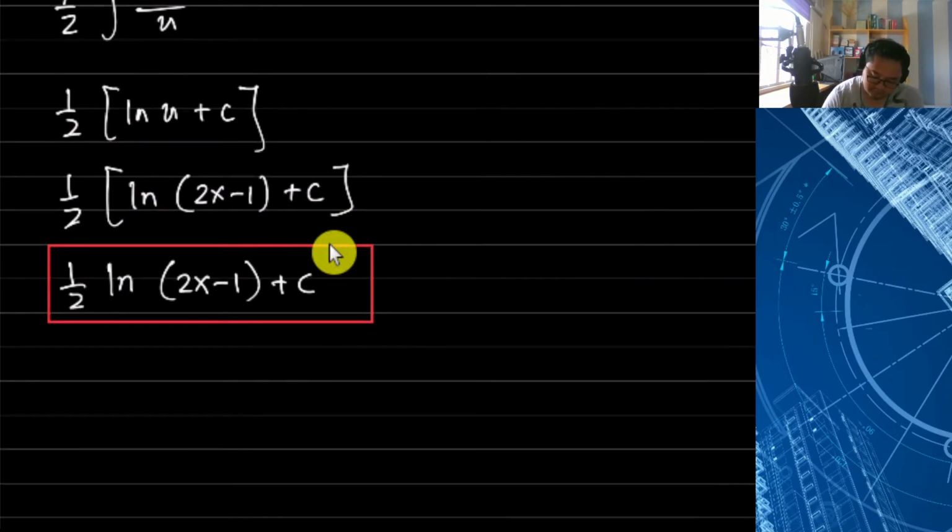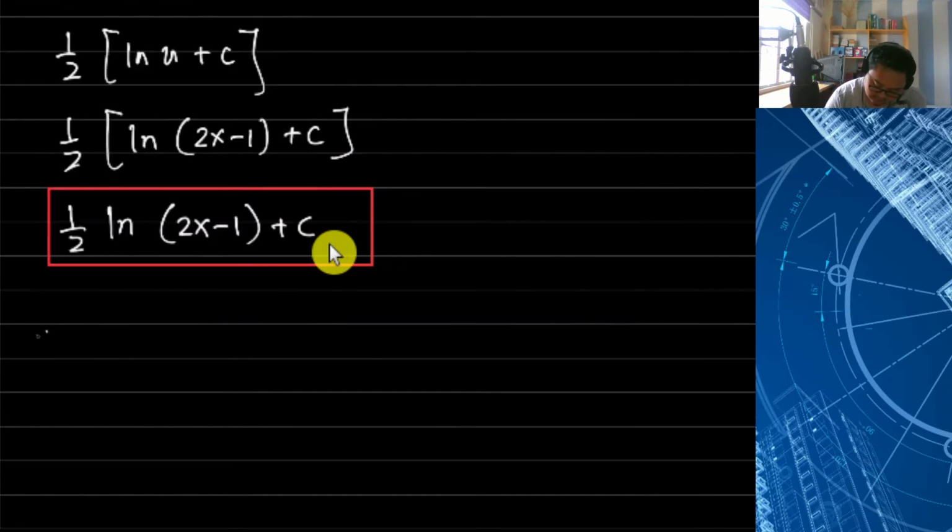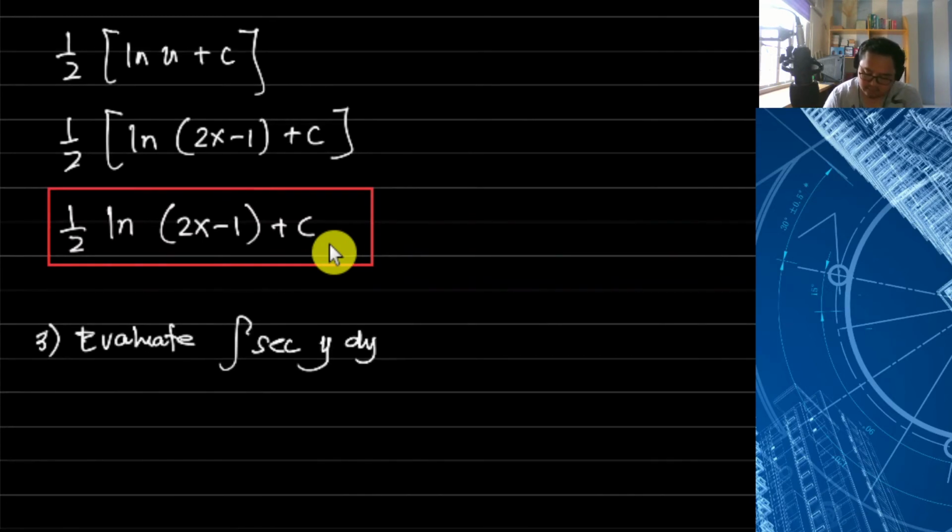Okay, for example number 3, integral of secant y dy. Let's examine first if there is a formula of integral secant u du on our given list. Okay, so let's go to this list. This is the given list of our integration.